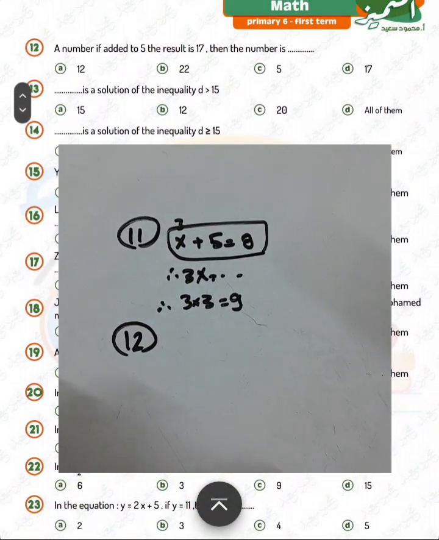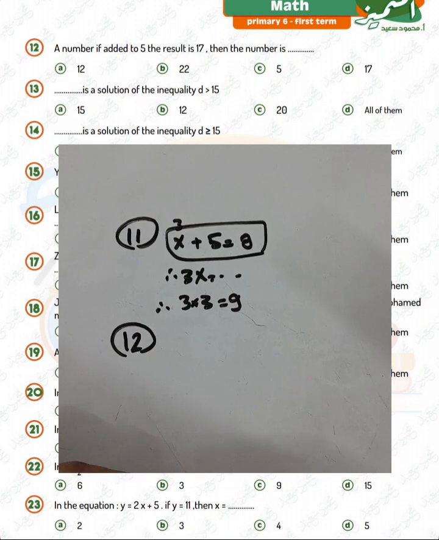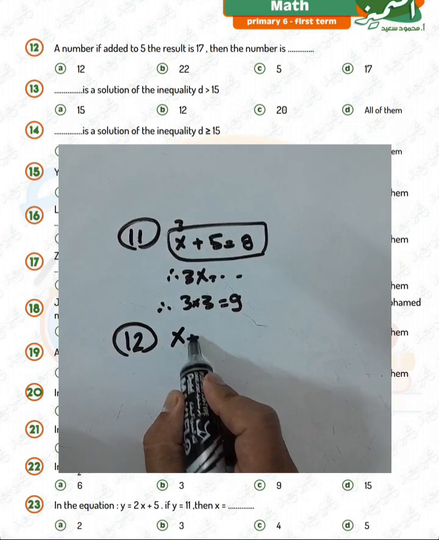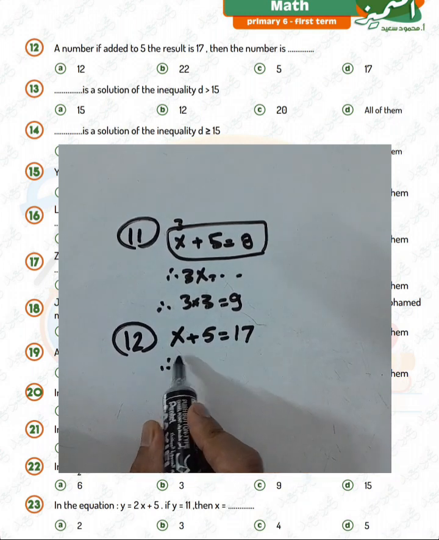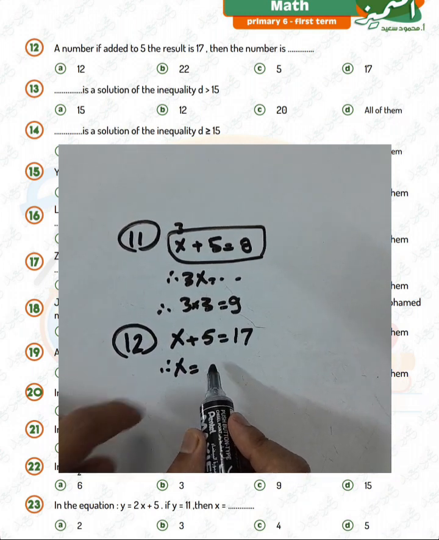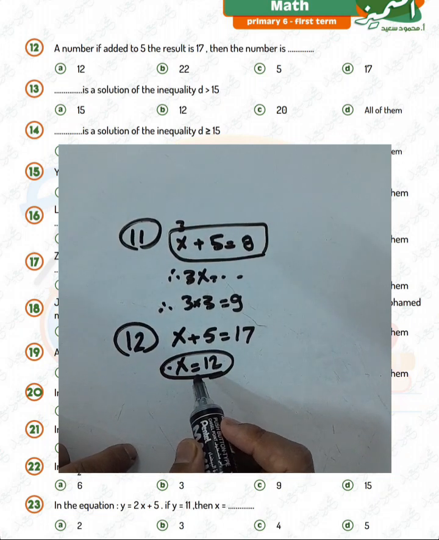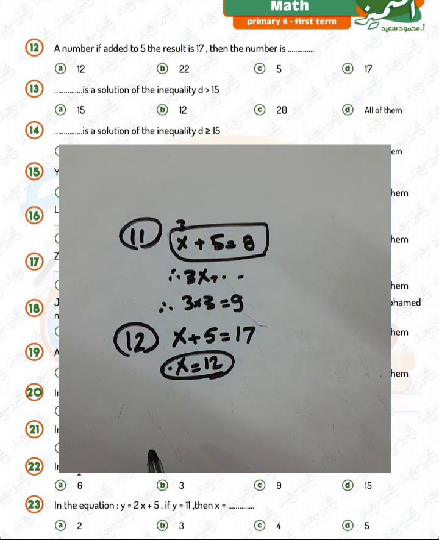a number if add 5, the result is 17, then the number is what? We can write this operation. X refers to the number. If add 5, it will be plus 5, the result will be 17. Then x will be 12, because 12 plus 5 equals 17. Then the number will be 12. Choose letter A about question number 12.